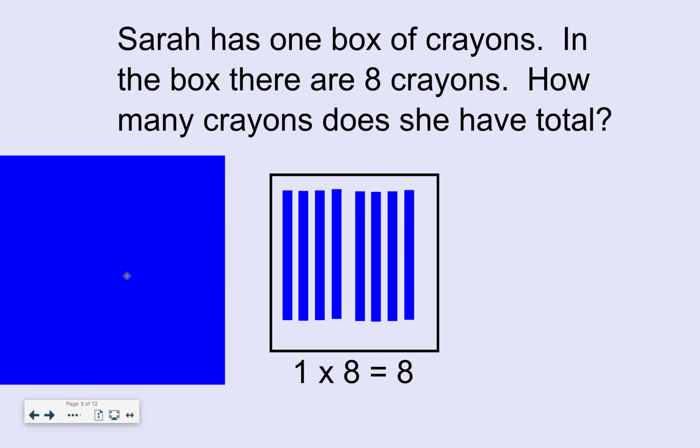So here was my picture. I have one group, a box of crayons, and I have 8 crayons in my box. And since I only have one group of 8, the answer is 8. This problem is showing 1 times 8 equals 8.